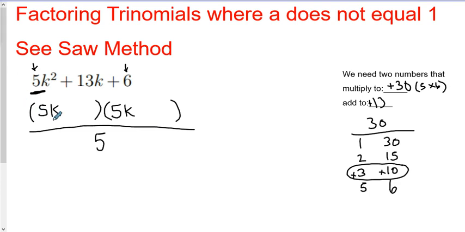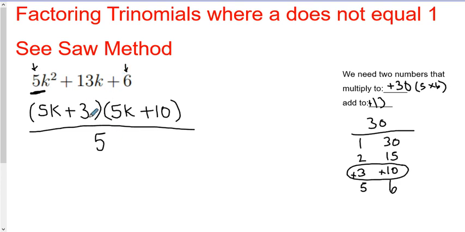Once we have our skeleton made, we're going to take those two numbers we just found and put them into each bracket. So we have 5k plus 3, and we have 5k plus 10. This is not our answer. We need to factor something out of one or both of those brackets in order for this to be correct. We also don't want to be dividing by 5, but we need it there so that it will cancel with what we common factor out.